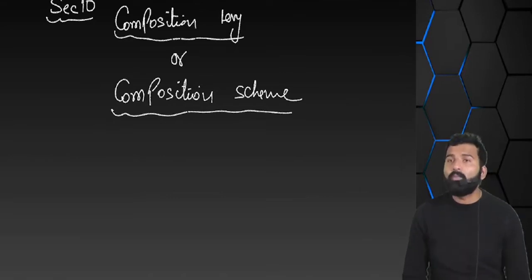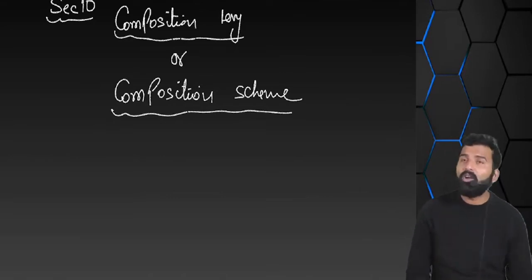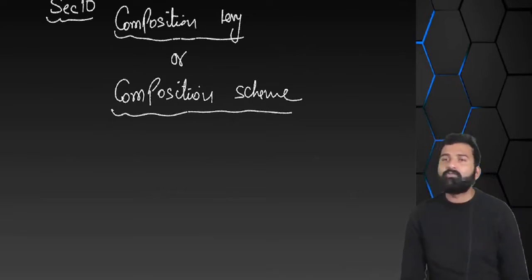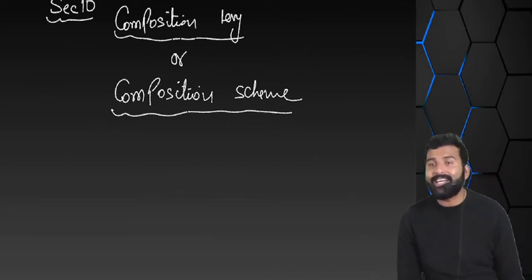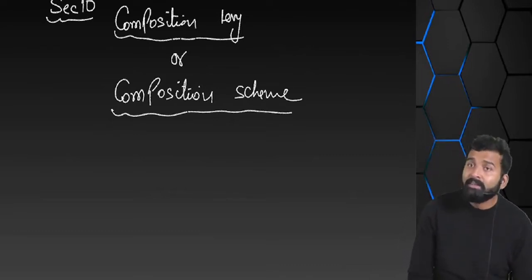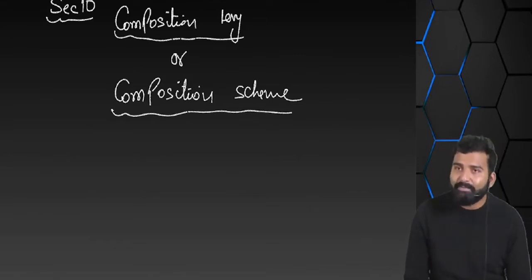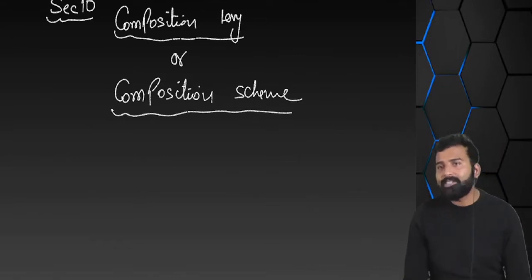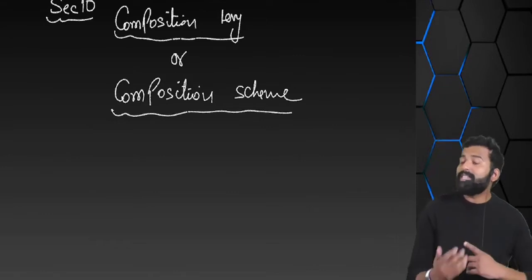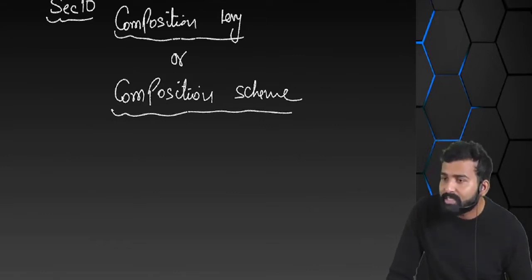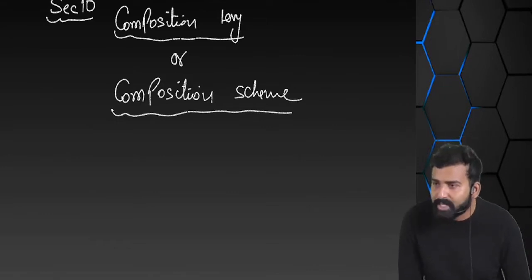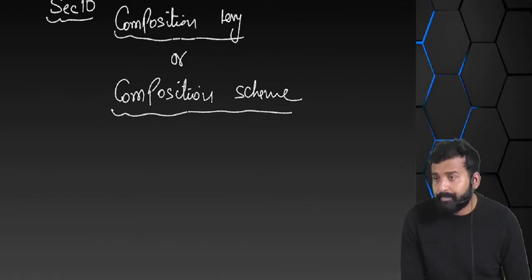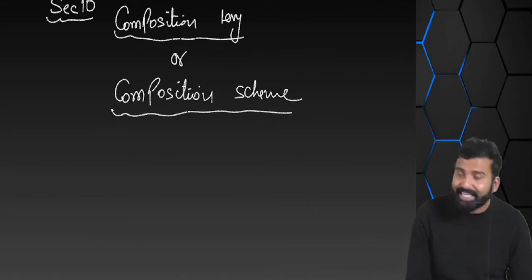Basically, composition scheme means a scheme for small taxpayers. Small taxpayers want to pay lesser tax and they want a simple tax structure. That's why the government has introduced a scheme for small taxpayers. That scheme is called composition scheme. Why am I saying this is a scheme? Because of course this is optional.